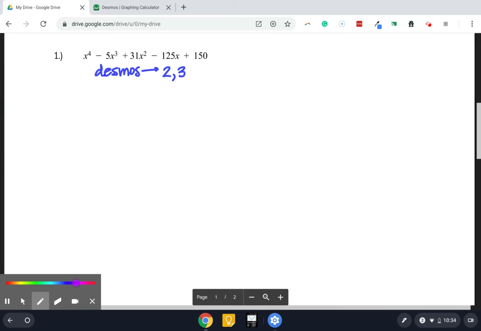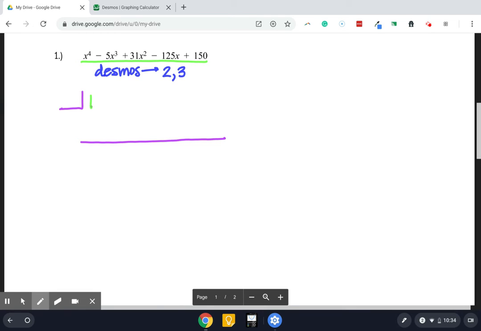So I'm going to set up my box, my line for the bottom, my coefficients: 1, -5, 31, -125, and 150. And I am going to take 2, whoops, that was a terrible arrow. Let's try that again. I'm going to take 2 and put it in the corner. And then I'm going to walk through the process.